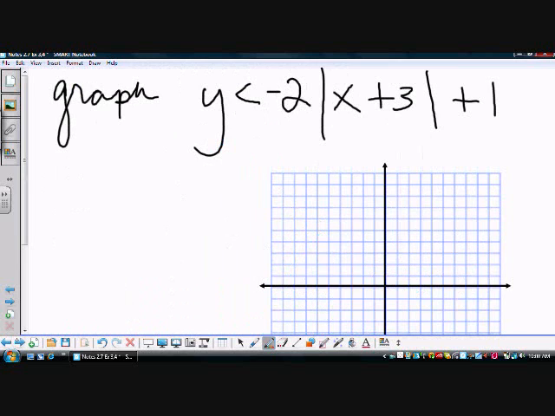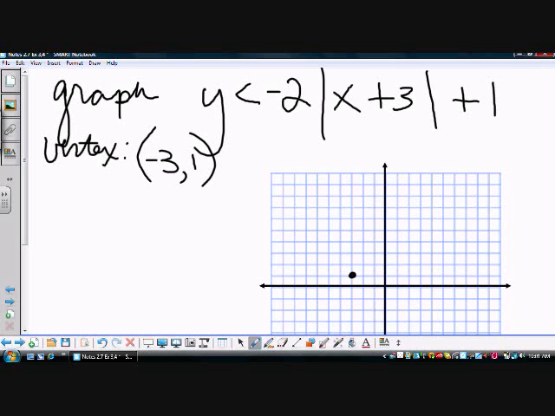Alright, let's try one more of these. Y is less than negative 2 times the absolute value of x plus 3 plus 1. It's already in good graphing form, so I can find my vertex. Where is the vertex? Change the sign on the 3 there. So negative 3 comma positive 1. So left 3, up 1.